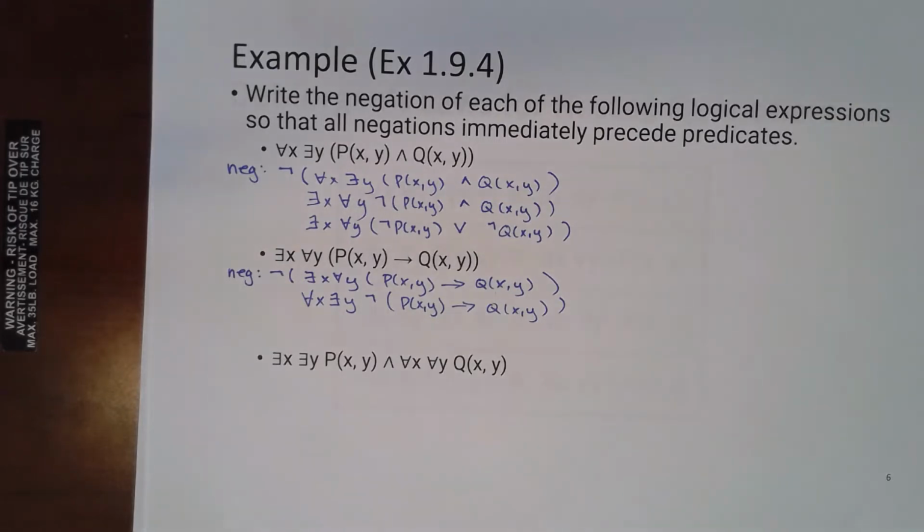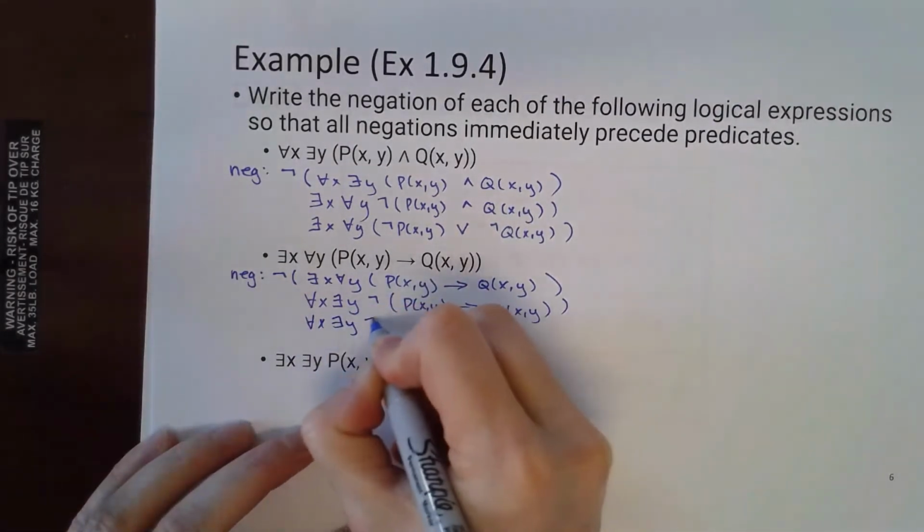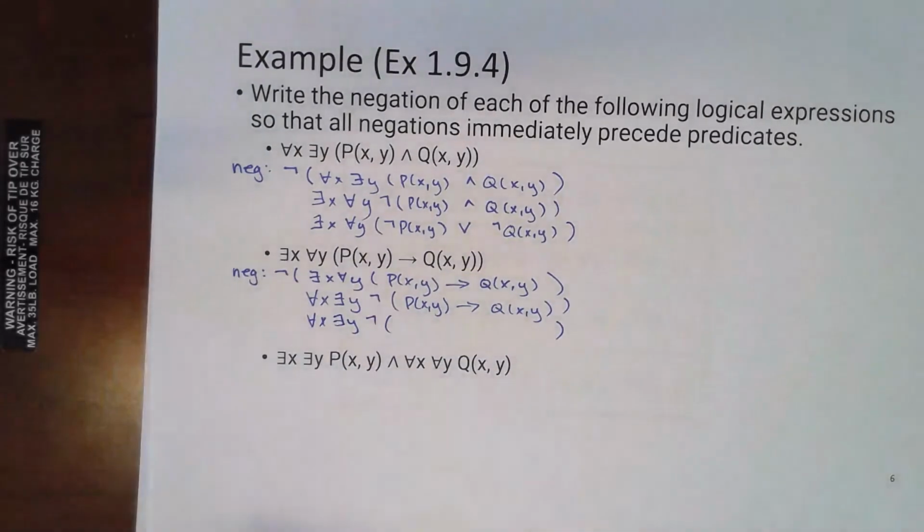What am I going to have to do before I can apply De Morgan? Yeah, I'm going to have to use the implication law, so I have it written in a form that I can apply De Morgan to. I'm just going to leave that there for a minute. And so the implication law tells me I should rewrite this how?